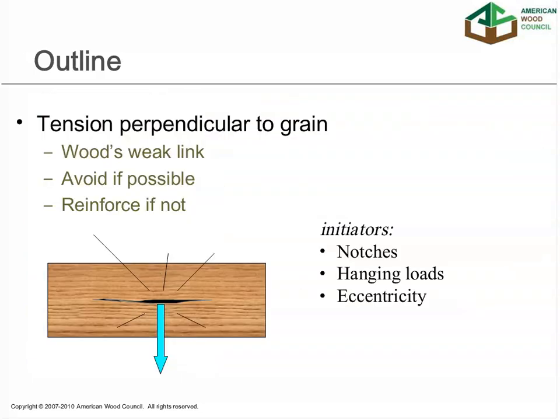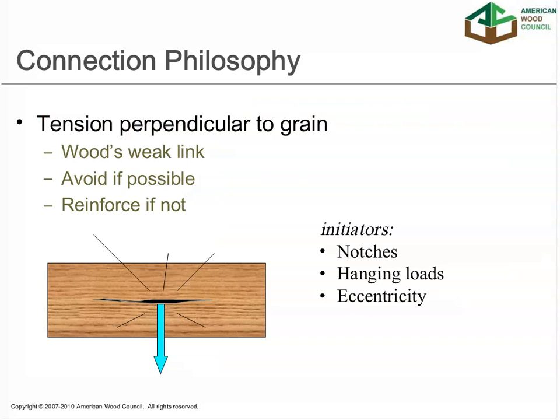So without further ado, we'll jump into this and talk a little bit about connection philosophy. The biggest thing I hope you take away from today's session, if nothing else, is that tension perpendicular to grain is the weak link for wood products. And we state several times in the NDS that you need to avoid loading wood members that would create that type of stress in a wood member, and reinforce if you're not able to avoid those conditions. So we'll talk along the way today about several do's and don'ts for avoiding tension perpendicular to grain.